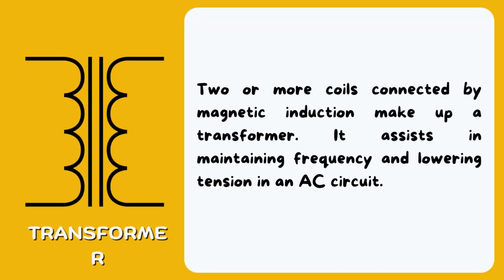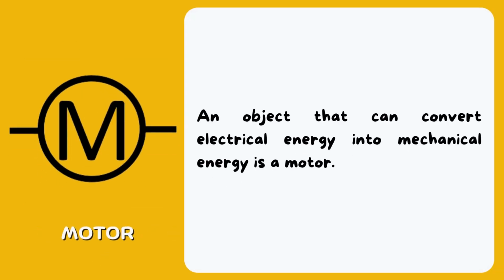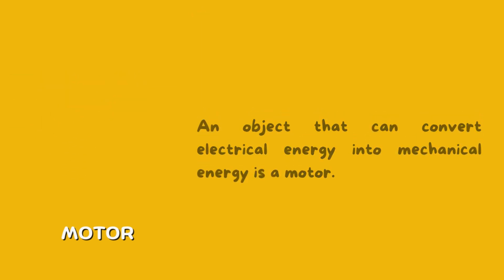Transformer: 2 or more coils connected by magnetic induction make up a transformer. It assists in maintaining frequency and lowering tension in an AC circuit. Motor: an object that can convert electrical energy into mechanical energy is a motor.